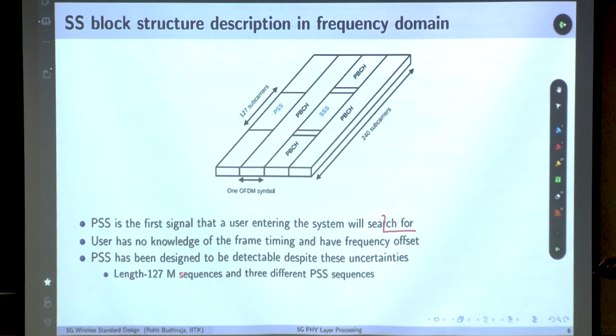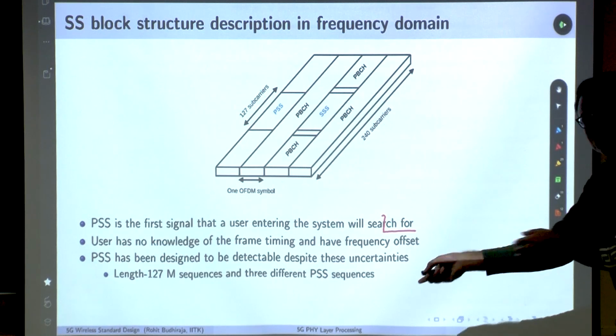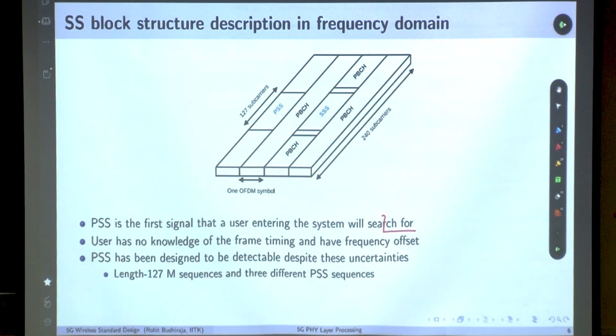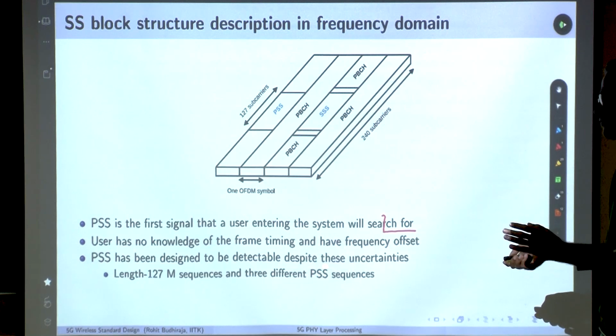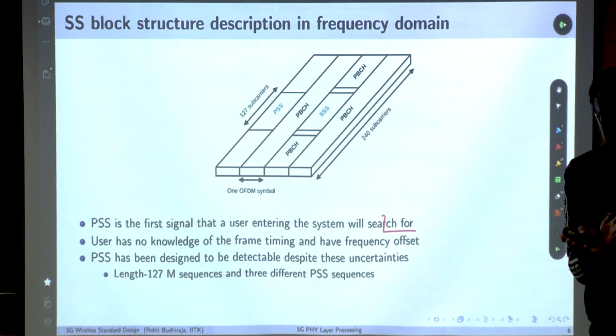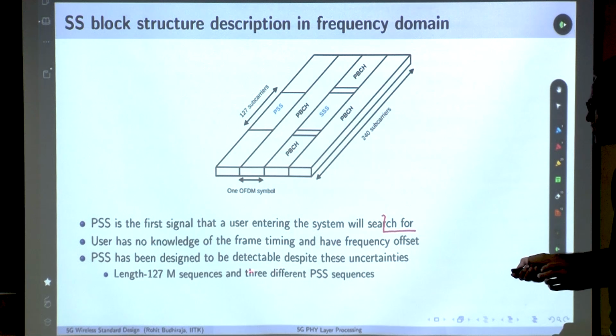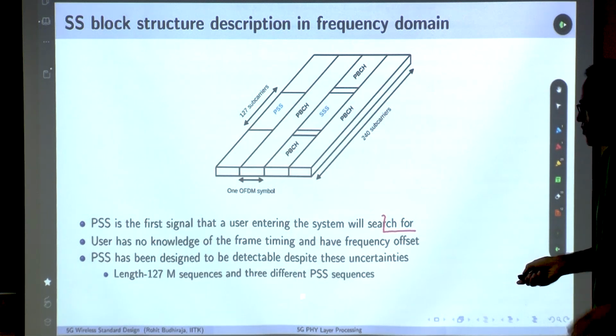It's a 127 length M-sequence, like Zadoff-Chu sequences. There are other kinds of sequences which have excellent correlation properties. The user will be able to detect them with these uncertainties. And there are 3 different PSS sequences, because there are different base stations. Each cell has a different base station, so each cell has an identity. Each cell will be using one of these PSS sequences.